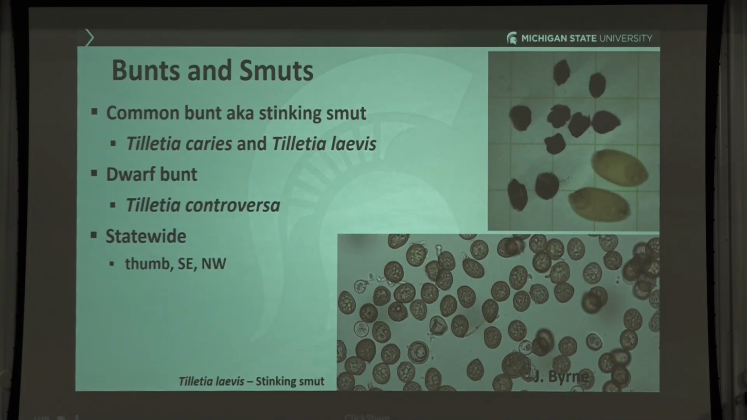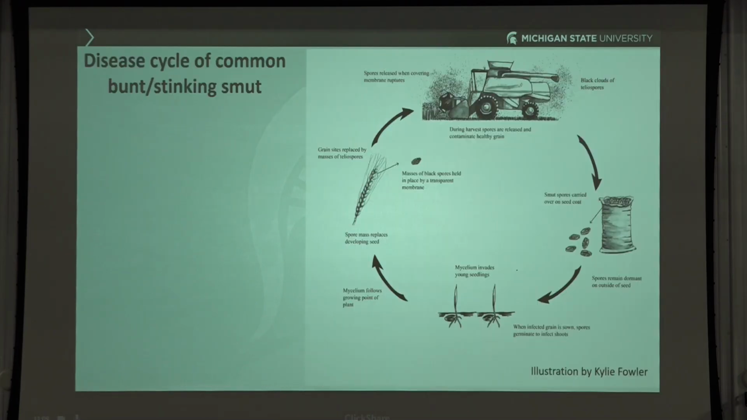So part of what we're trying to do at the moment is figure out which particular species are causing problems in Michigan so that we can then look at management practices. And we've seen statewide issues. We've seen issues up in the thumb, southeast Michigan, northwest Michigan. In northwest Michigan this last year, we had some considerable damage up in that part of the state. So these common bunt or stinking smuts are two very closely related diseases.